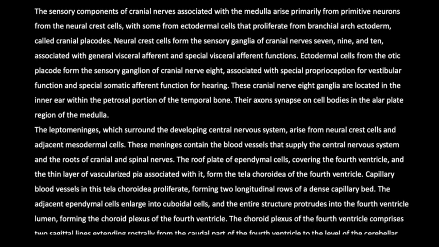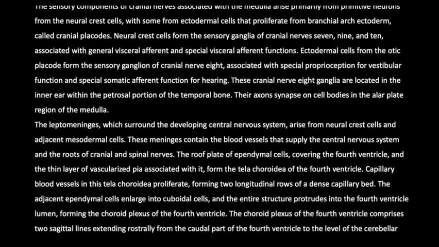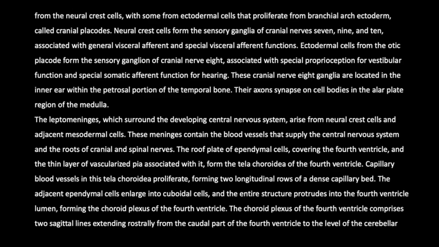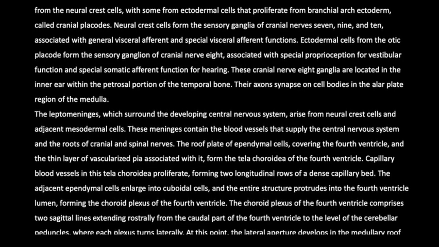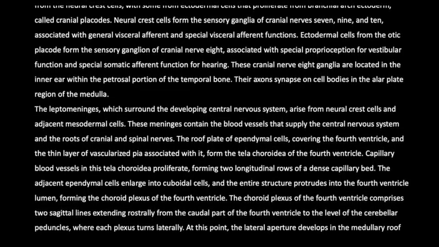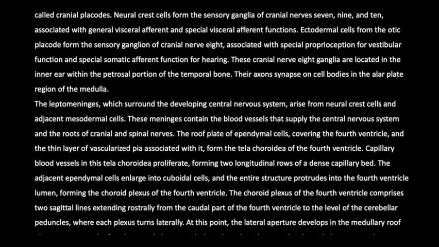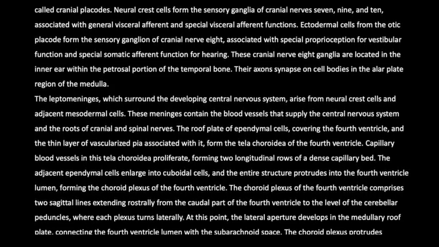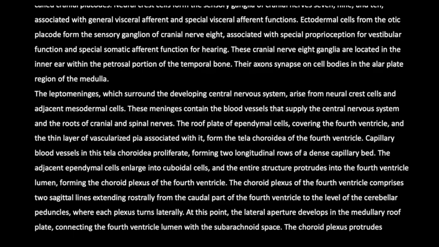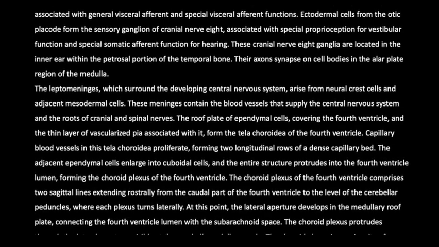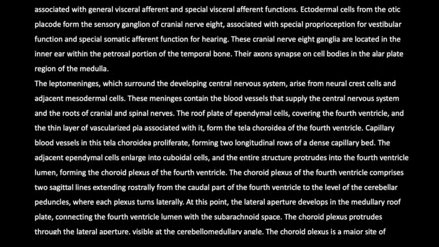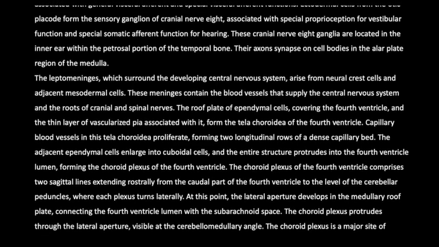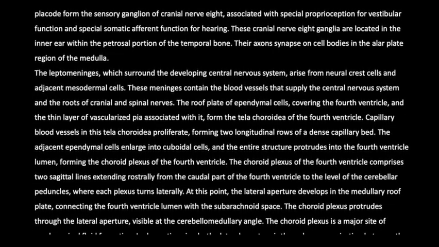These cranial nerve 8 ganglia are located in the inner ear within the petrosal portion of the temporal bone. Their axons synapse on cell bodies in the alar plate region of the medulla. The leptomeninges, which surround the developing central nervous system, arise from neural crest cells and adjacent mesodermal cells. These meninges contain the blood vessels that supply the central nervous system and the roots of cranial and spinal nerves.